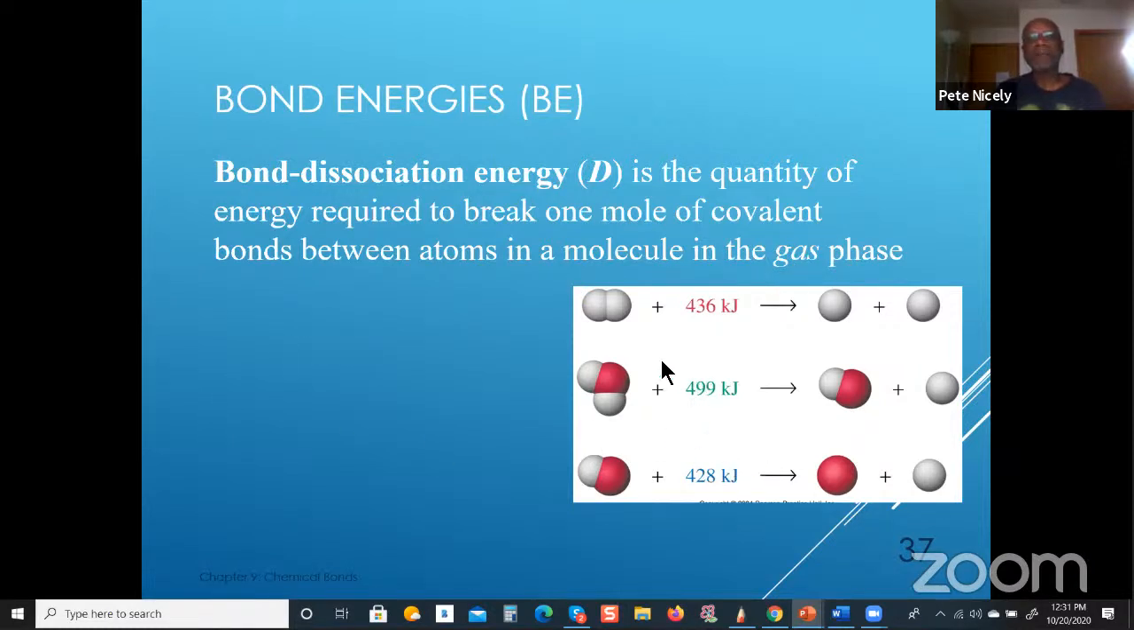So we met one example of it earlier in this chapter when we talked about the hydrogen molecule, and the energy required to break that bond between the two hydrogen atoms in that molecule.